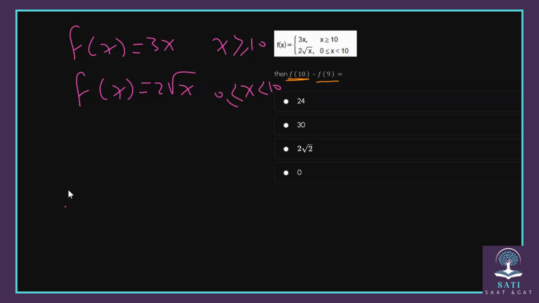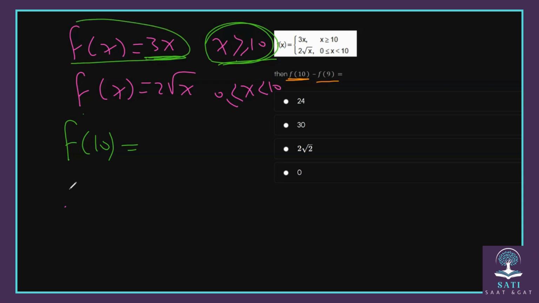f of 10. Now, is 10 in this interval or in this interval? Where is the 10? Here, x greater than or equal to 10. Yes, x is here. But here x is less than 10, so it's not equal to 10. So I use this function to find it. This one just gives me the interval. If it satisfies this interval, I choose this function.